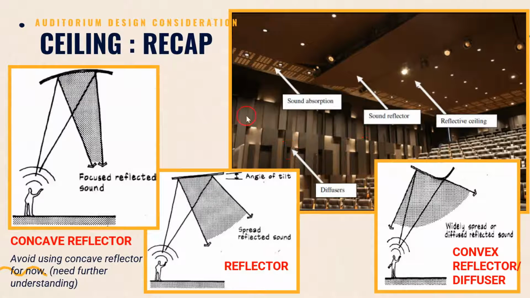So next is on ceiling. I would like to recap what we have learned. There's reflection from flat surface and concave, and also convex. Concave and convex. So convex is similar to diffuse. So let's see the application for ceiling.